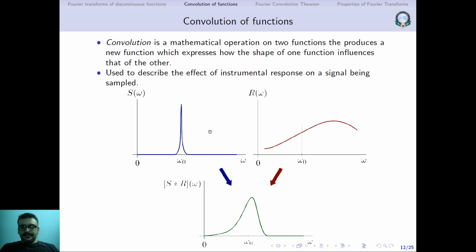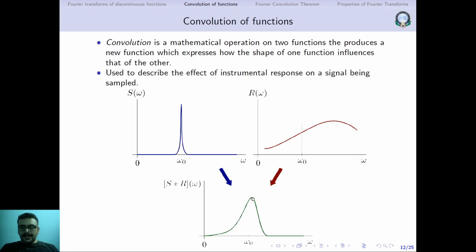That is because the signal that I'm trying to measure and the instrument that I'm using to measure it are influencing each other. The shape of one is influencing the shape of the other. This is known as a convolution. So the convolution of the signal and the response will give me a result which is something like this. Here the signal tends to be narrow, and the response tends to be wide and skewed, with the response maximum towards the higher frequency side. Both of these factors come into the picture, and as a result we have neither a narrow output nor a wide output.